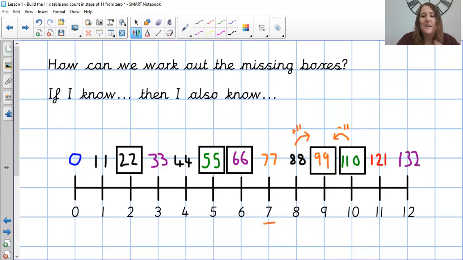Lovely. The only difference is that 121, we've also called that one a pesky number. So technically that one should be in orange as well. And a huge well done if you spotted that.